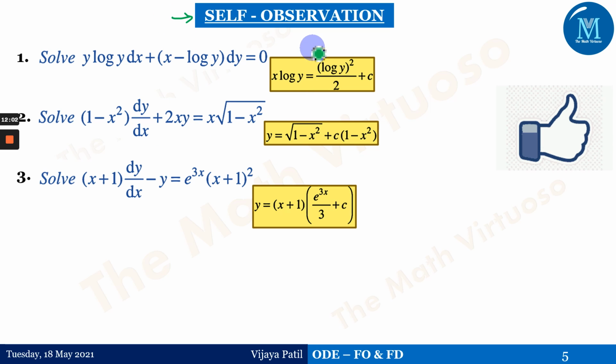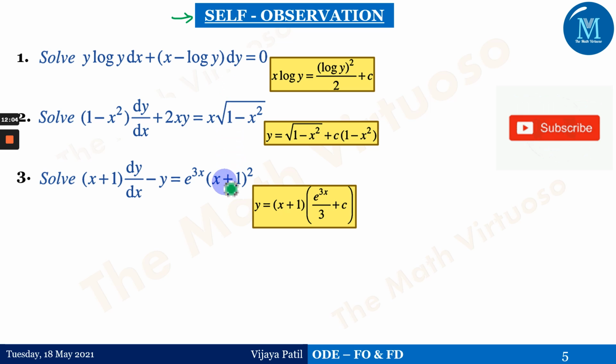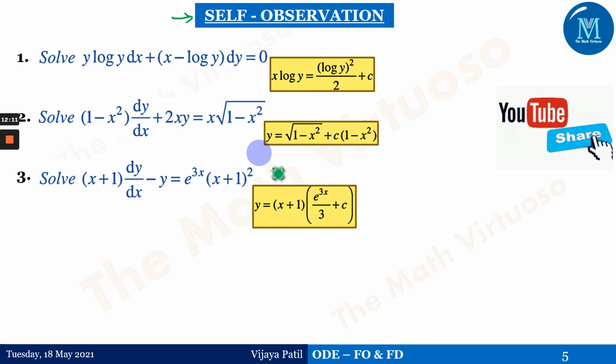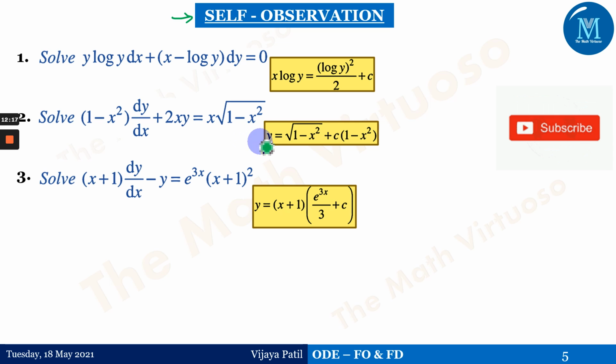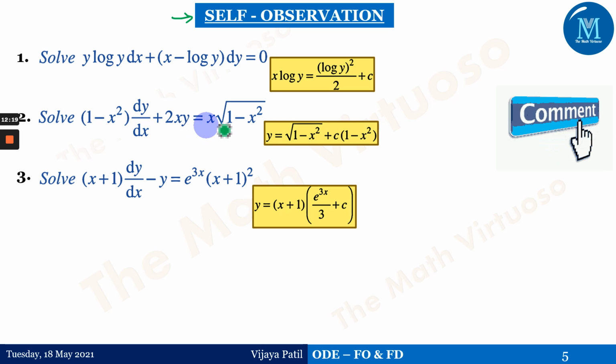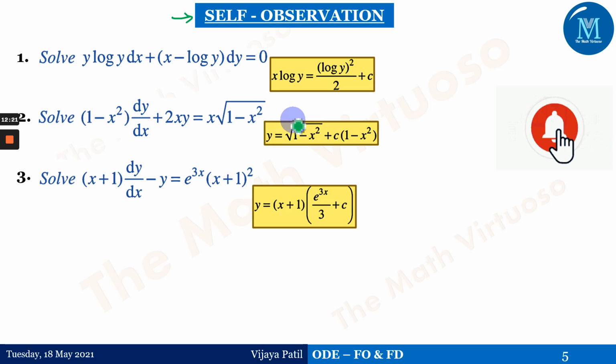And this is a self-observation slide with three questions along with three different answers. Please give a try to these questions, so that you understand whether you have really followed what I was explaining. If not, go back, play the session again, understand whatever I have explained and how I have explained it, and try to solve it. If you have any query, please write to me in the comment section.